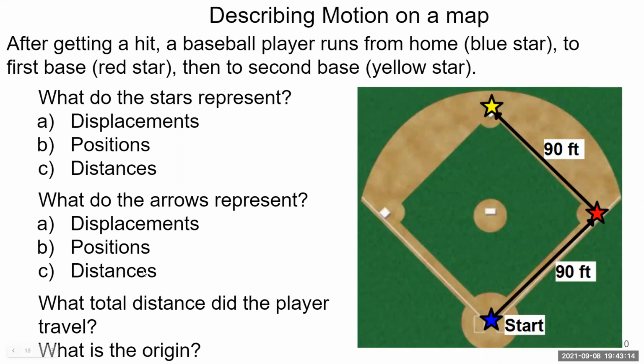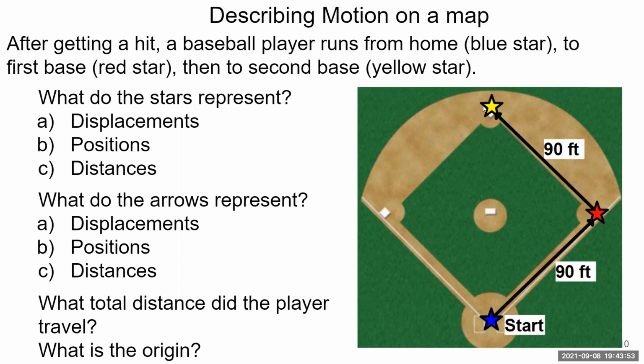So we can eliminate the distance because these arrows actually are telling us a direction. So we're looking at position or displacement, and this isn't a super great way of wording things. The answer I'm looking for here is a displacement. We have a measurement, 90 feet. From the blue star to the red star, my displacement is 90 feet, roughly northeast. From the red star to the yellow star, my displacement is 90 feet, roughly northwest.